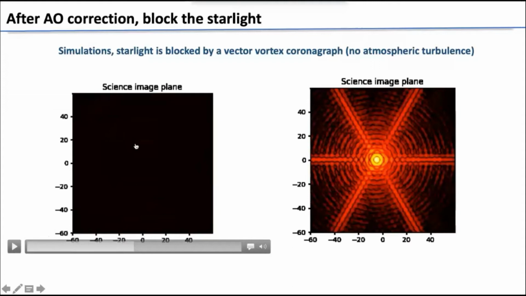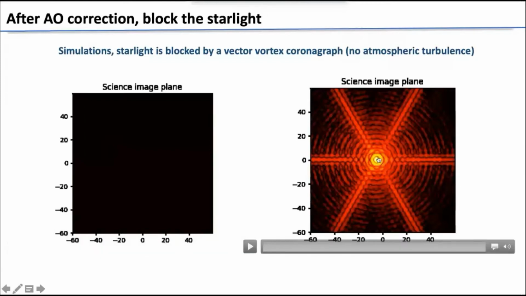This is theoretical, but this is not the case in reality. That's what you want: the star to be completely blocked. And in this case, I didn't simulate any planet. If I had simulated a planet, it would have been visible here. But that's not what happens in reality.